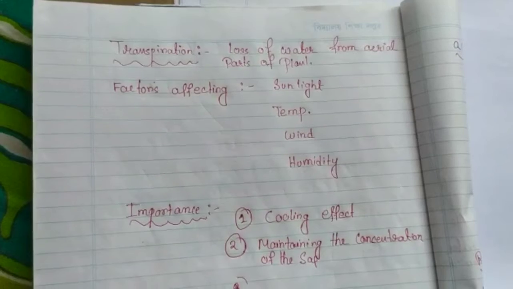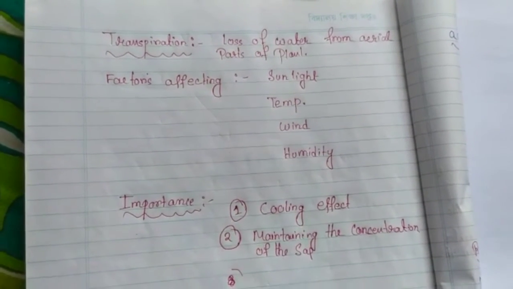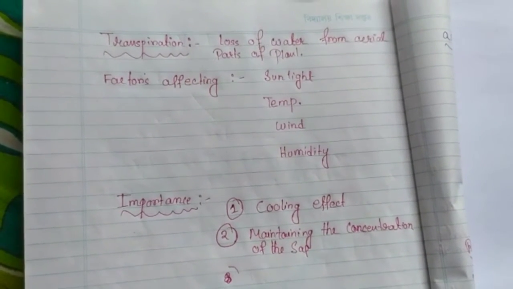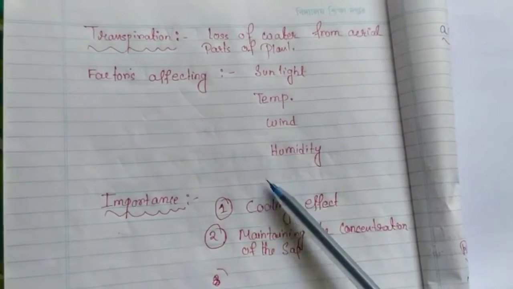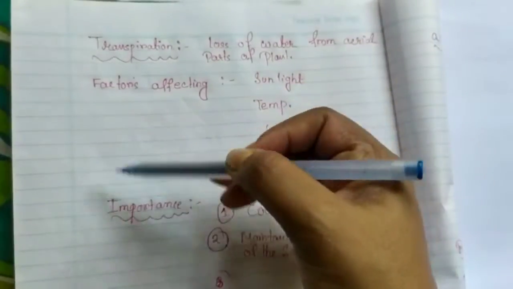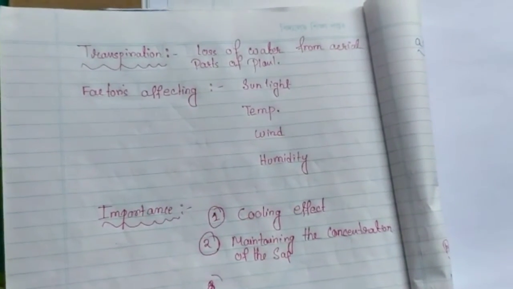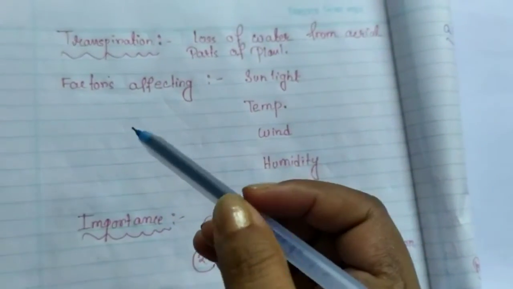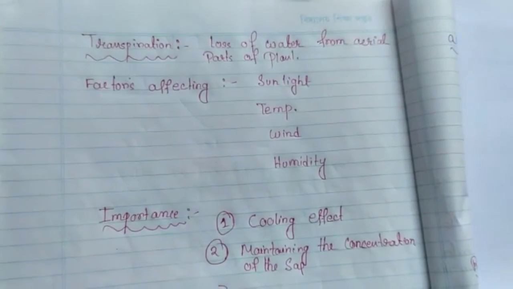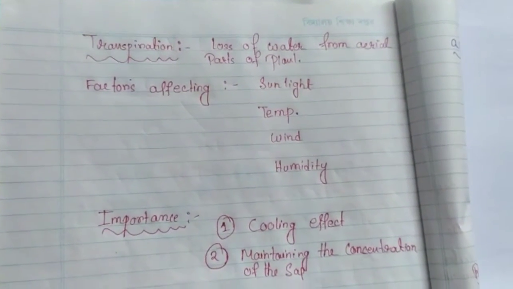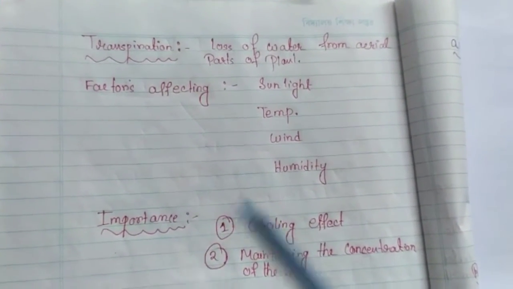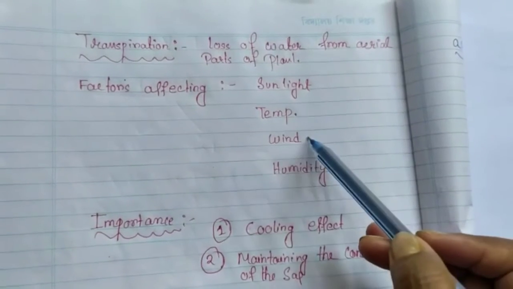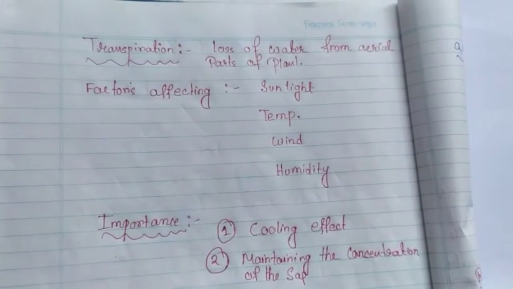Now, what is transpiration? Transpiration is the loss of water in the form of water vapor from the aerial parts of the plant. There are factors which affect transpiration. Those are sunlight, temperature, wind, humidity.